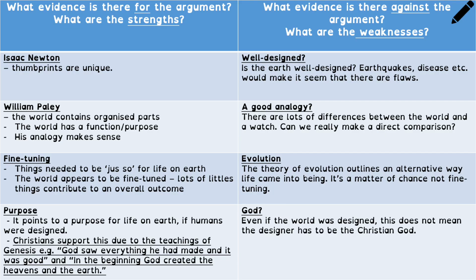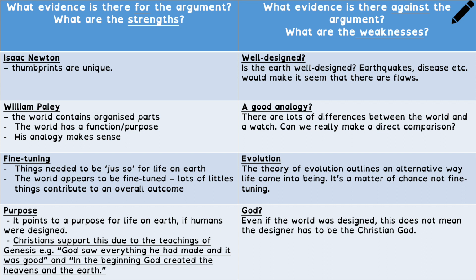We are now going to take a look at the evidence for and against the arguments. And so in turn, we're going to look at the strengths and the weaknesses of the design arguments. You will notice that there is a pen symbol in the top right corner. So I would like you to make notes of these in your books. It is up to you whether you set out the strengths and the weaknesses in a table as I have done. Completely your choice as to how you want to lay this out.